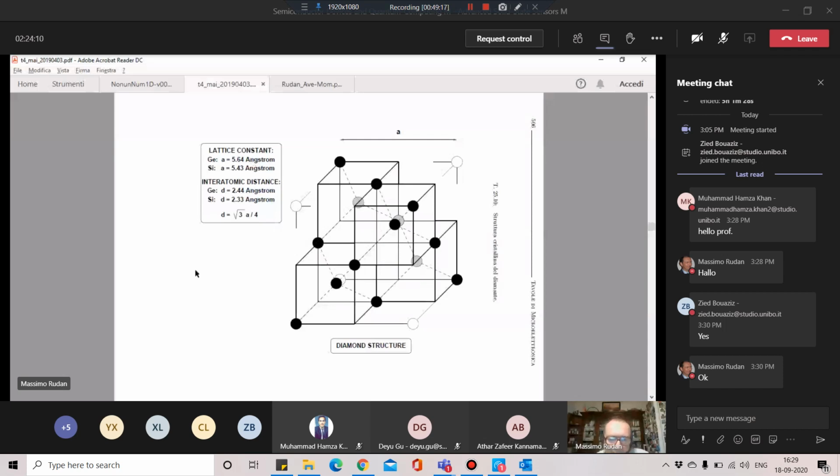This is the reason why we can process technologically layers of silicon and put layers of germanium on top, because the distances between the atoms are almost the same. So with a little deformation, the atoms of germanium and silicon adapt and connect with each other. Okay, this is so because the distances, the lattice constants, are so similar. Okay.